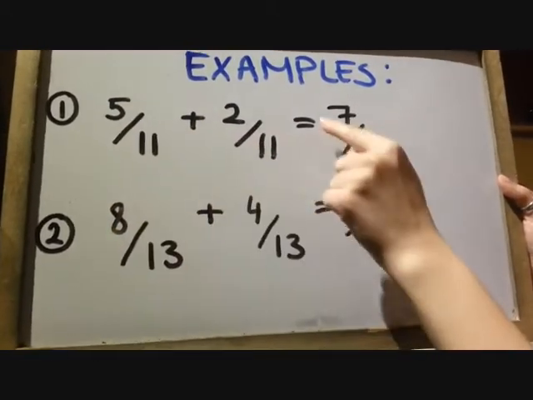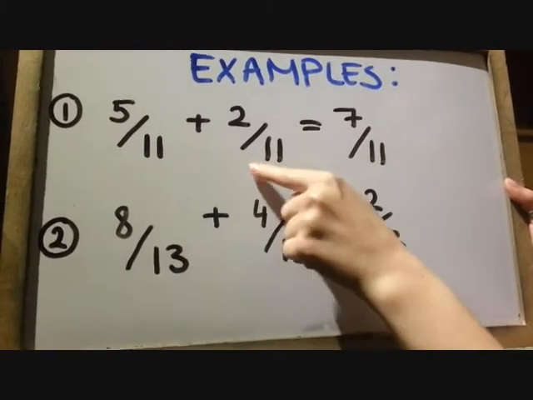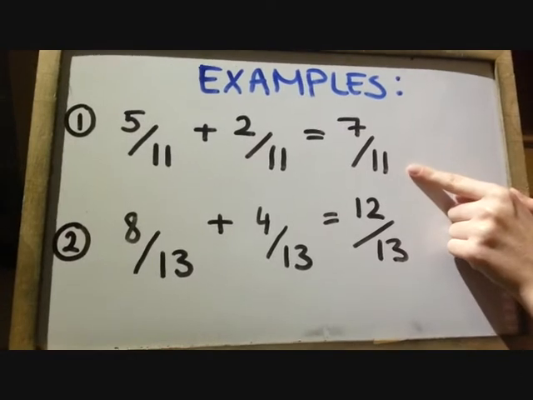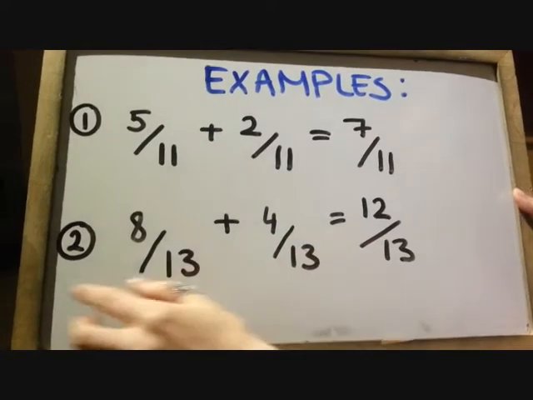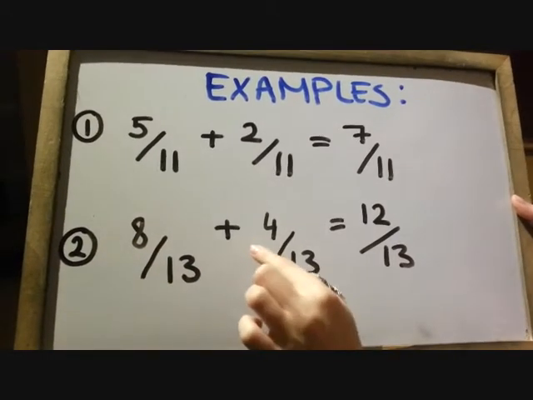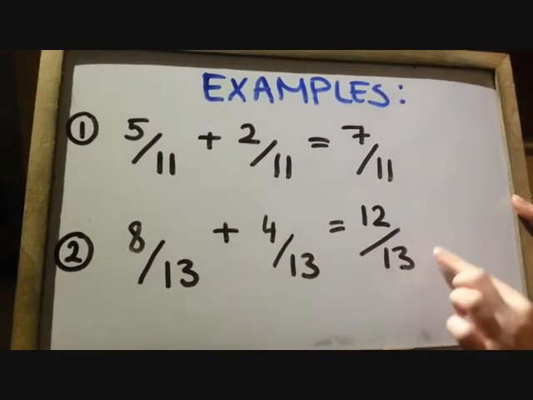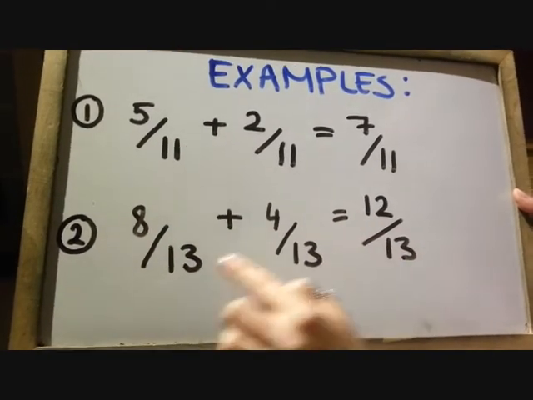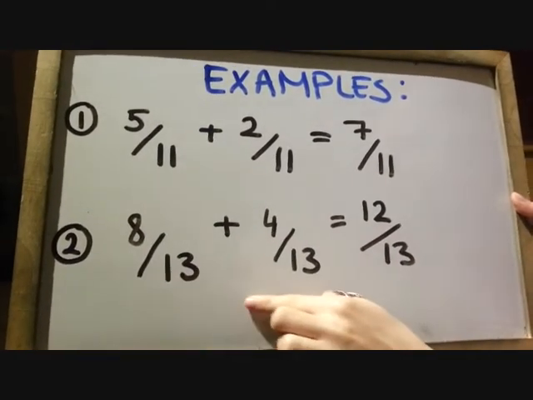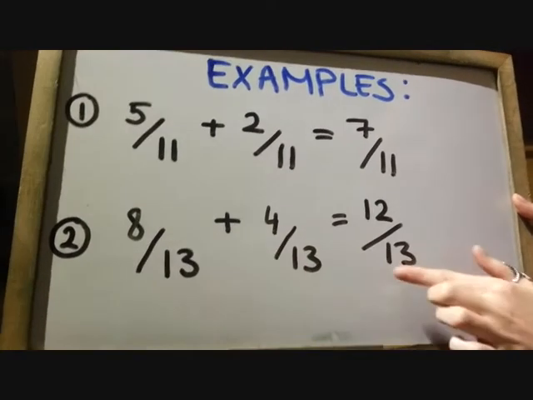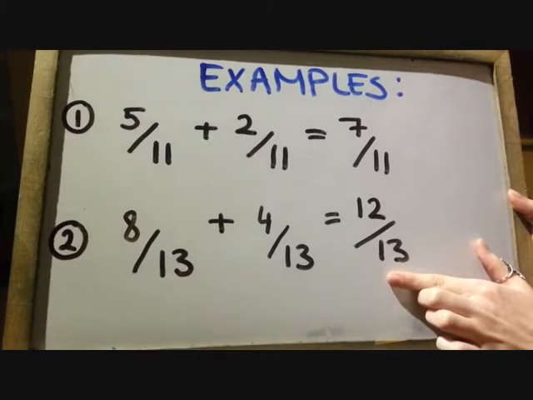5 plus 2 gave me 7, and because both denominators are 11, I didn't have to do anything to the denominator, but just copy it out. The second example is 8 over 13 plus 4 over 13, which gave me 12 over 13. 8 plus 4 gives me 12, and also because the two denominators are both the same, and I don't have to do anything to them, I just copy out the denominator.